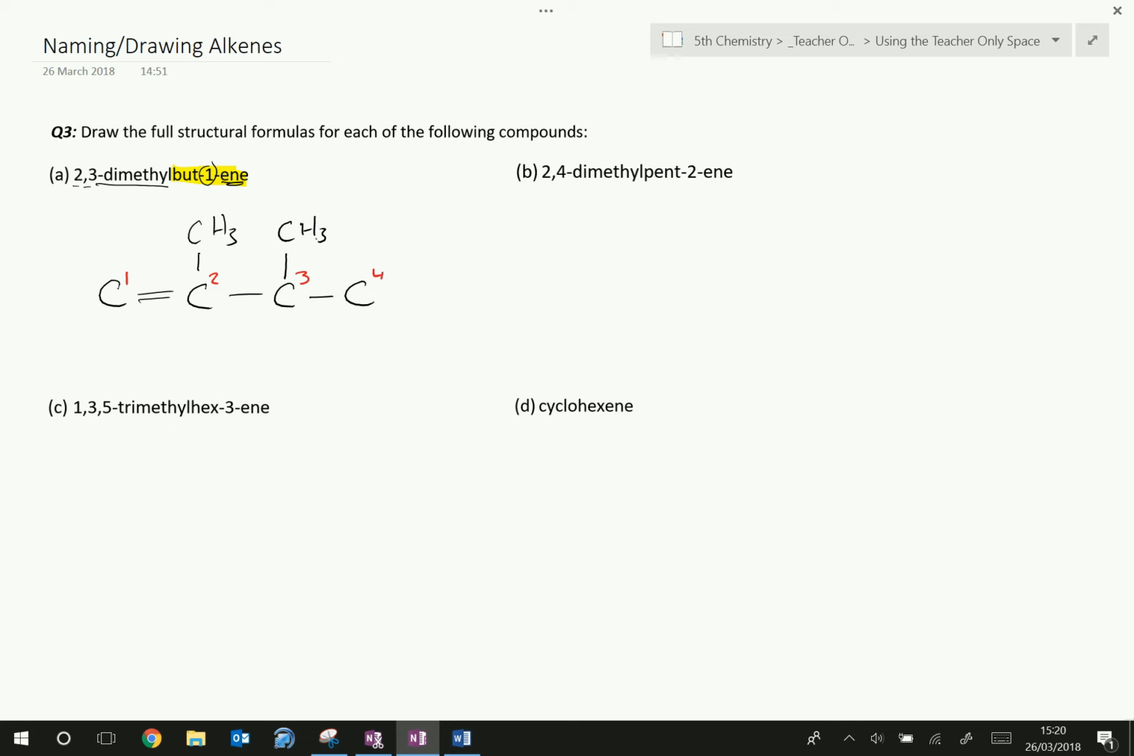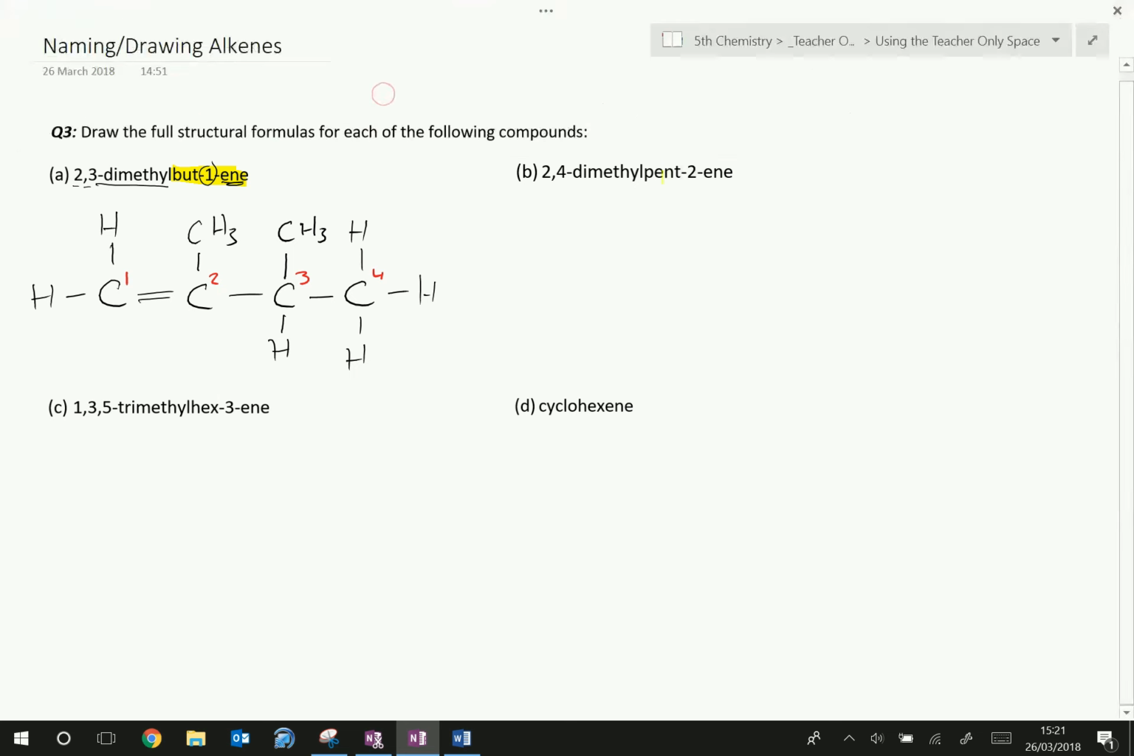What I need to do now is fill in my bonds with hydrogen. So remember, every carbon has to have 4 bonds. So if I start on the left here with carbon 1, it already has 2 bonds, so I need another 2. And that now has 4 bonds, it's done. Carbon 2 already has 4 bonds coming from it, so I don't need to add any more hydrogens. Carbon 3 has 3 bonds coming out from it, so I need another one for hydrogen. And carbon 4 only has 1 bond coming from it, so I need to add another 3 there for hydrogens. So that's the first one done. That is the full structural formula of 2,3-dimethyl-but-1-ene.